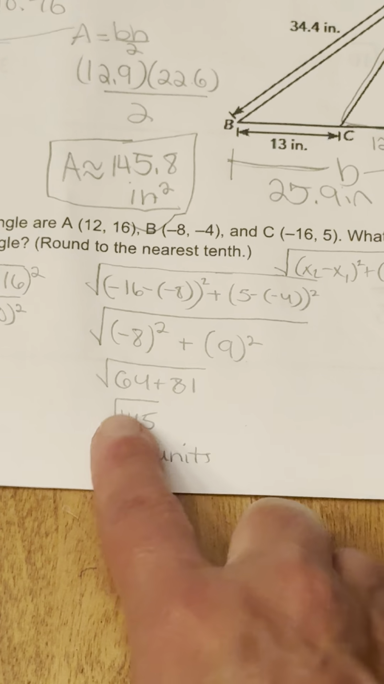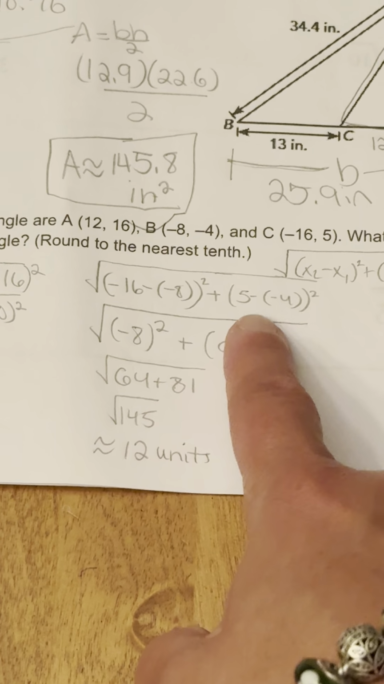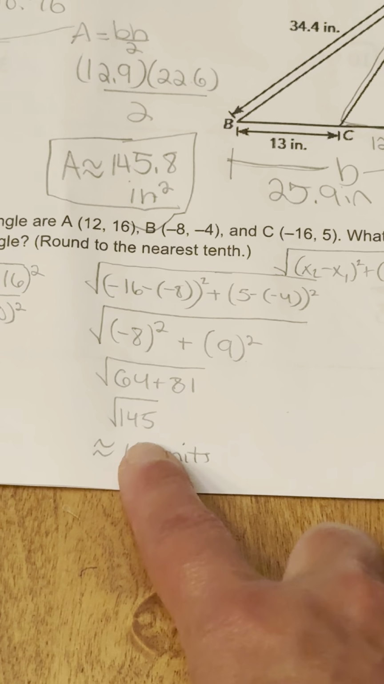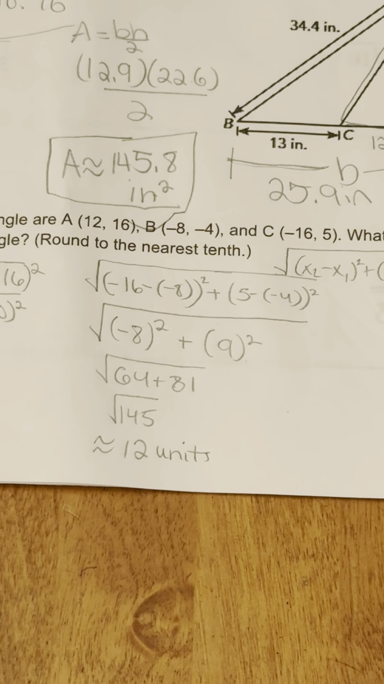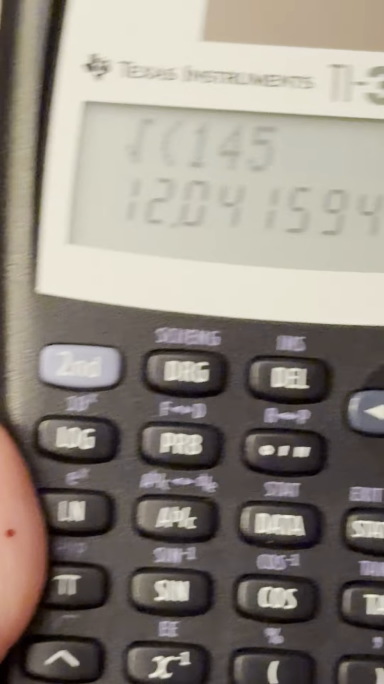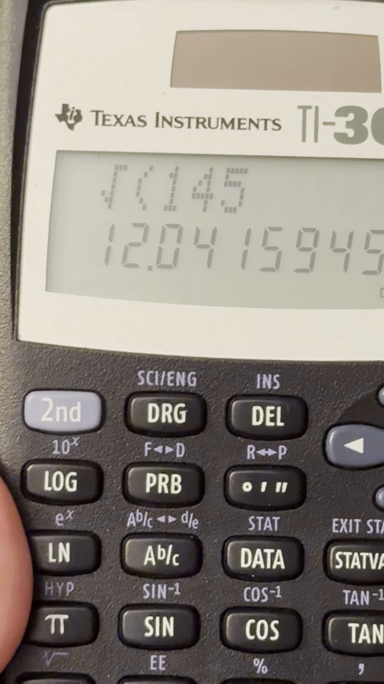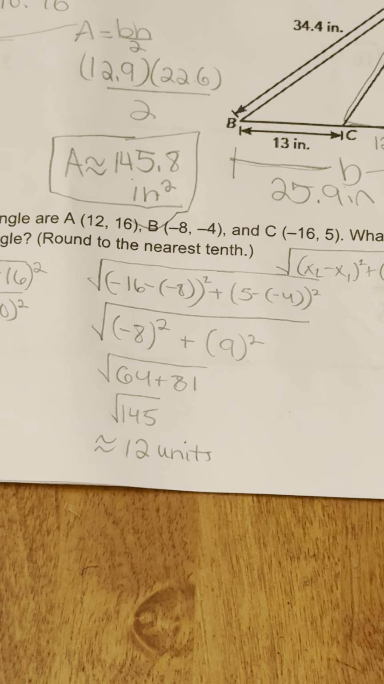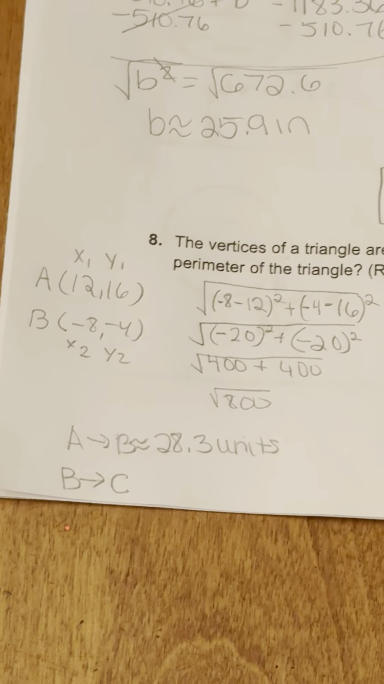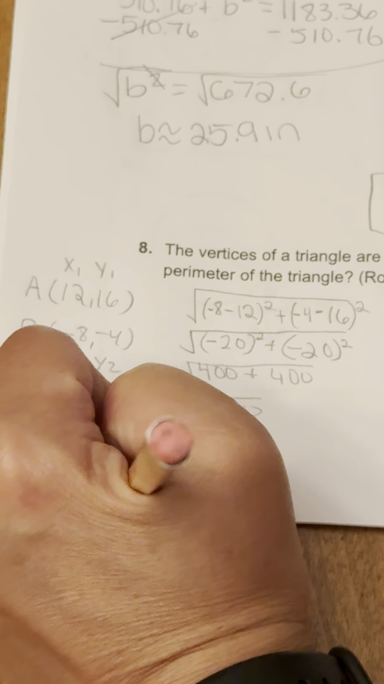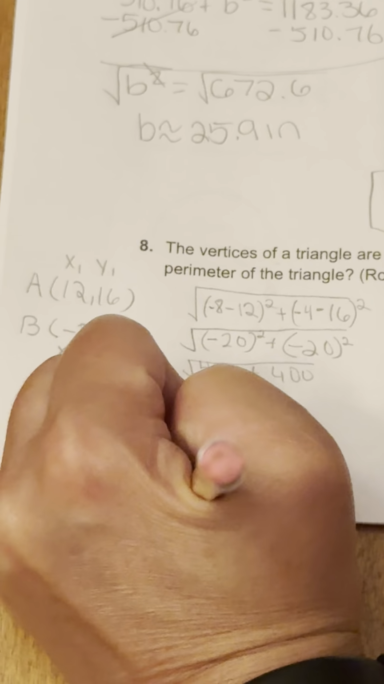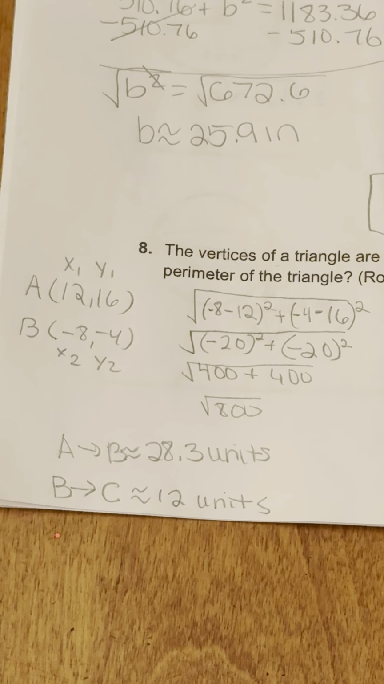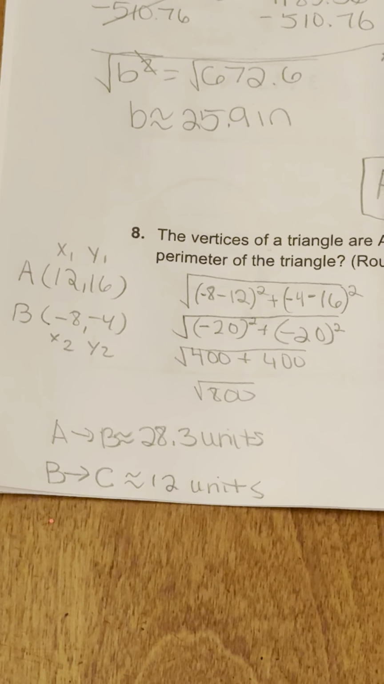I square it, which gives me a positive 64. This results in 9 squared, which ends up being 81. Add those two together, you get 145. And then when I take the square root of that, my answer was roughly 12.04. So I'm going to round that to just 12 units. So now I know part B, the length from B to C. And then we're going to do that last one. Just bear with me, and I'll show you how that one's going to look.